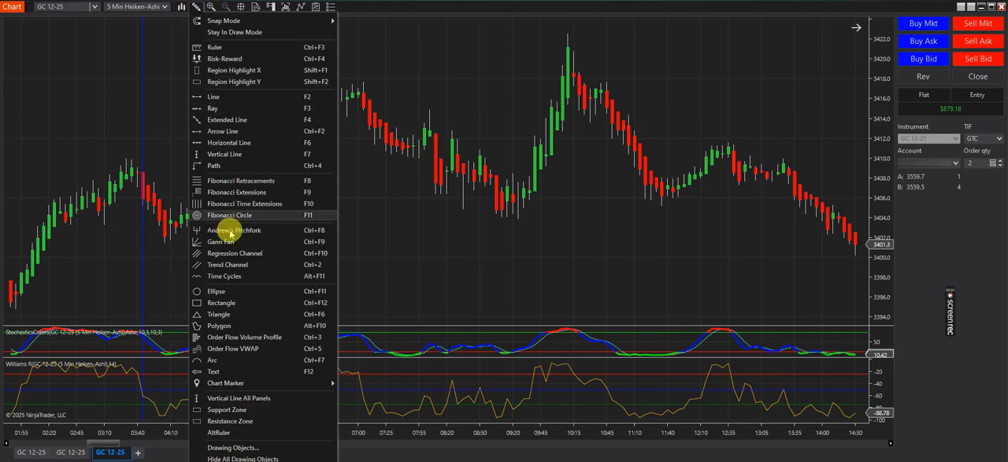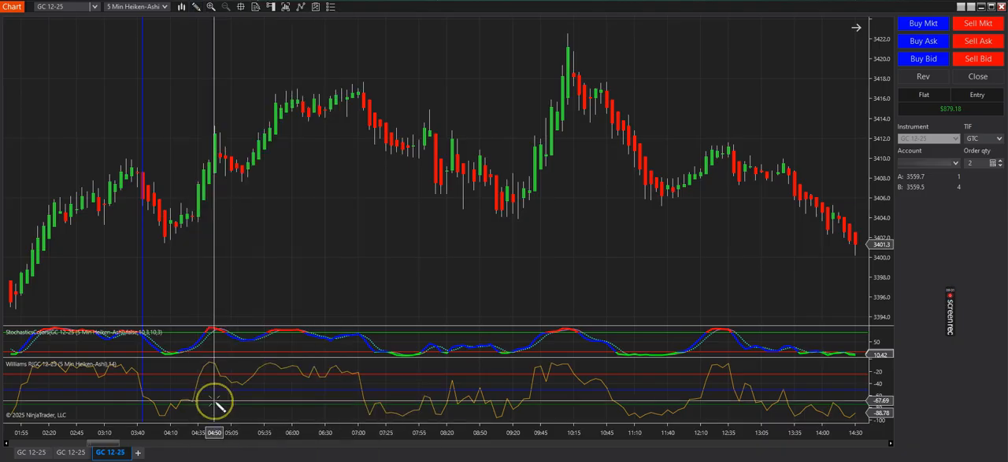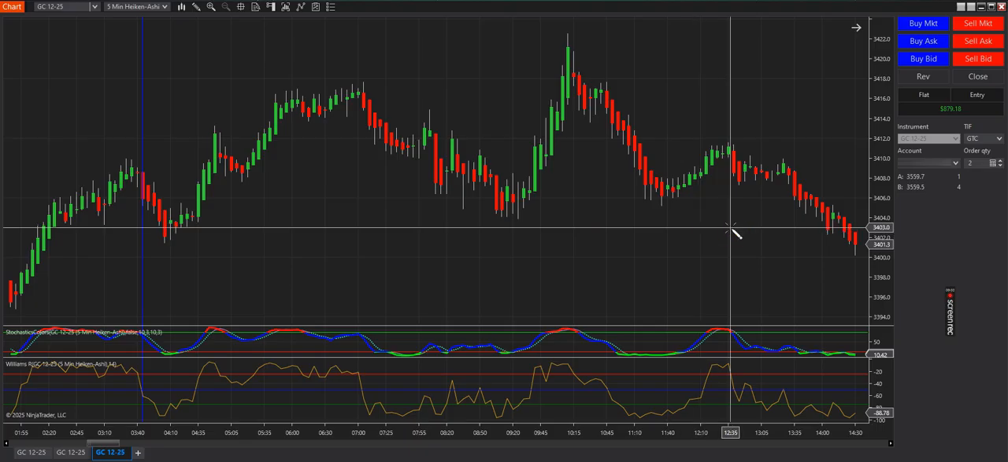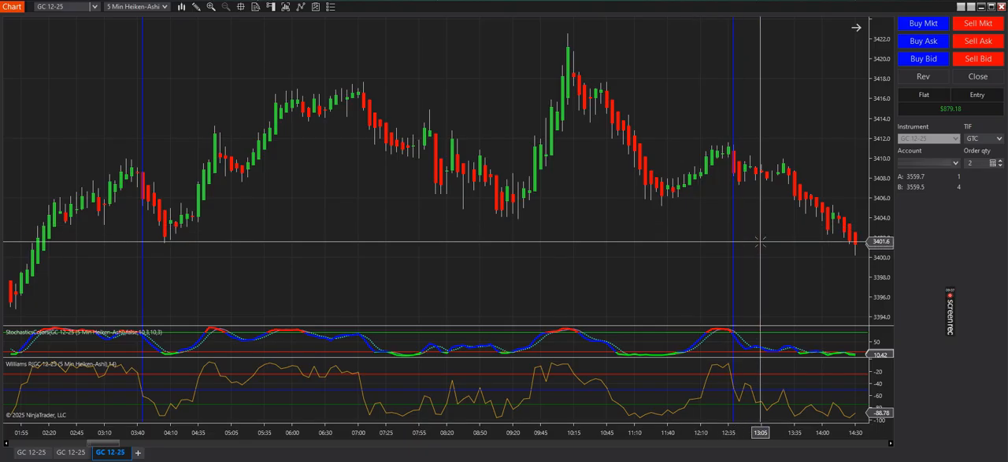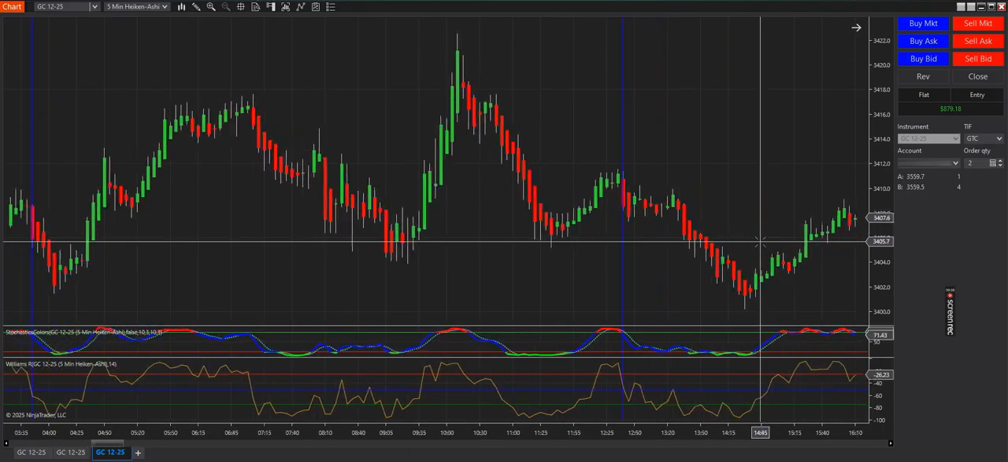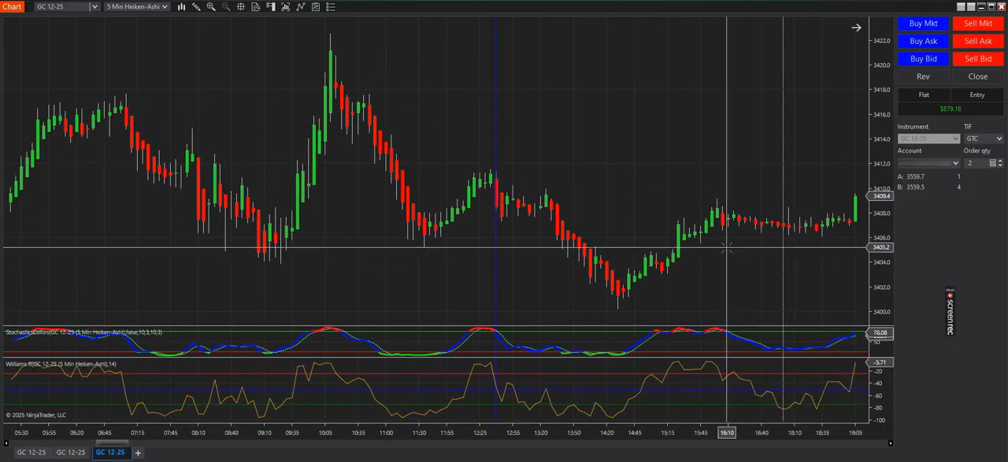I'm going to show you a way to avoid that, right? What are we using? Vertical line. I'm going to show you how you would have avoided this trade right there. I'm going to go back to it. So let's look at some more.